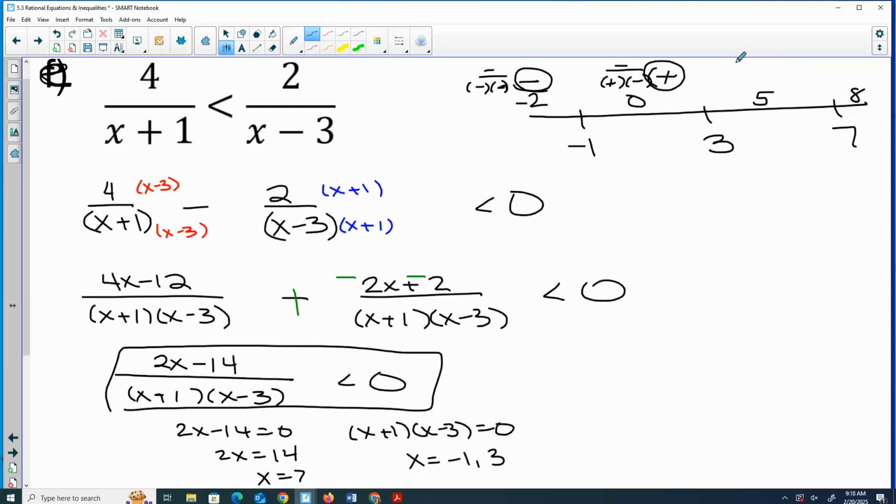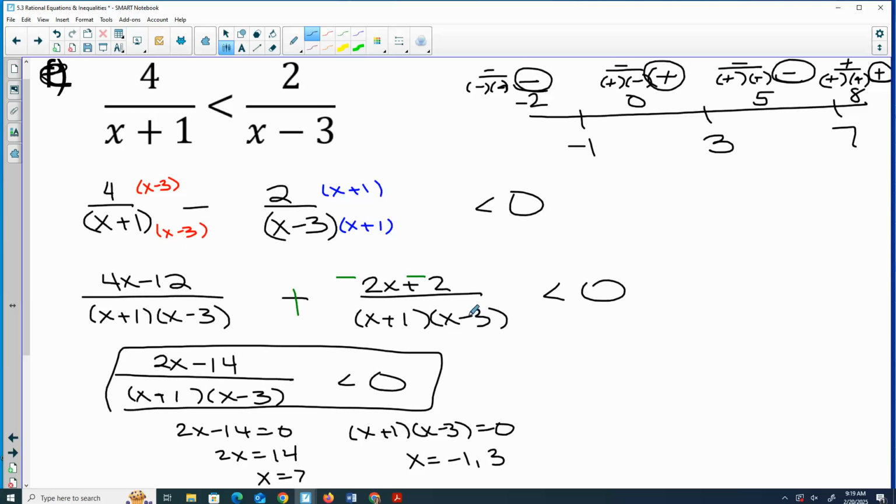If I put in a 5, 10 minus 14 is negative. 5 plus 1 is positive. 5 minus 3 is positive. So that section is negative. If I put in an 8, 16 minus 14 is positive. 8 plus 1 is positive. 8 minus 3 is positive. So that section is positive.